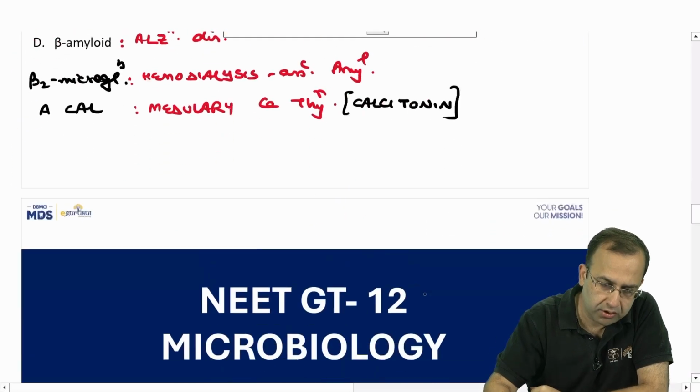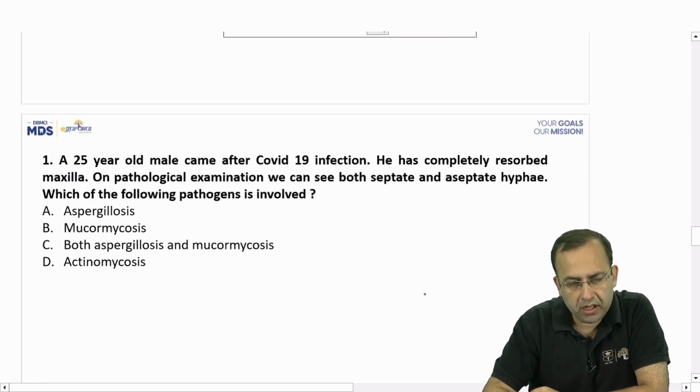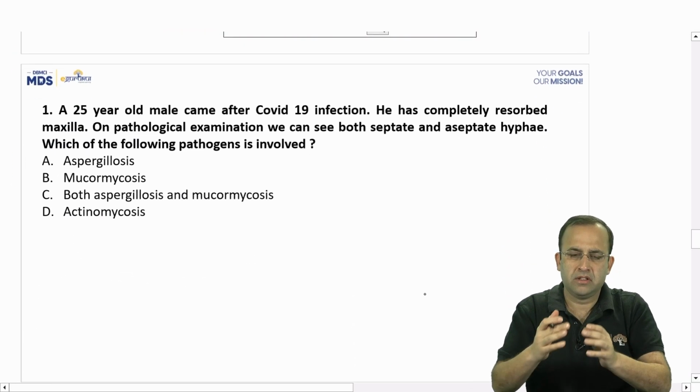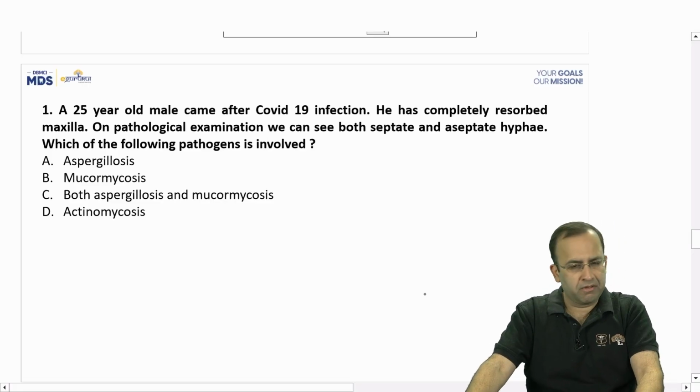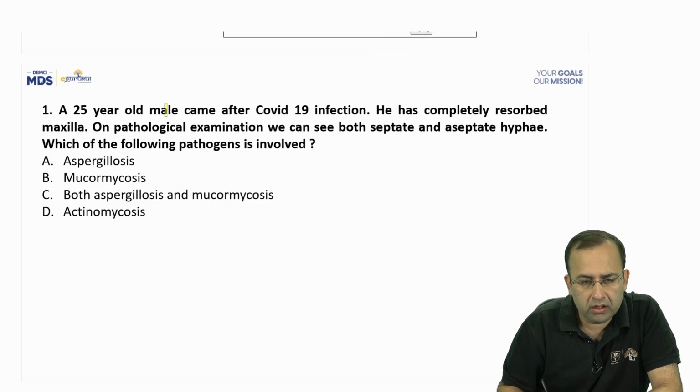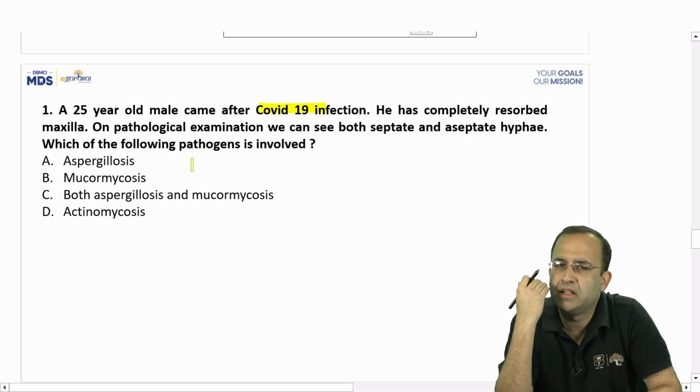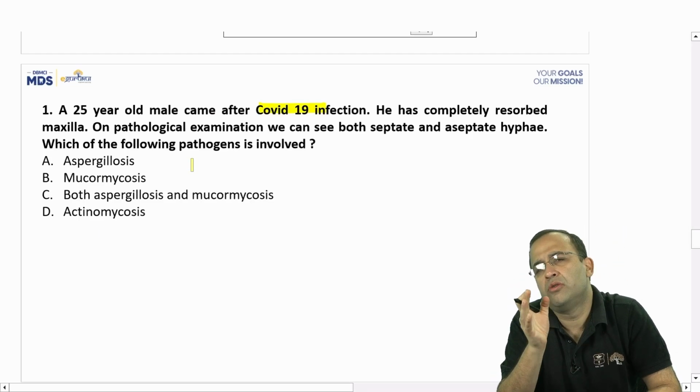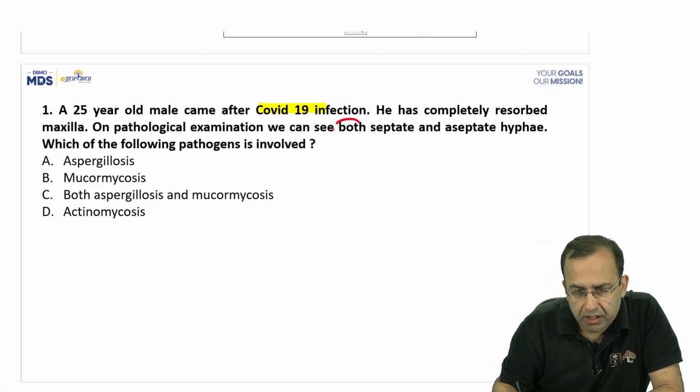This gets us to the other side, that is microbiology. Much simpler this time because this was a repeat INI PYQ. I'm sure everybody is comfortable with this. A young male came after COVID infection. His maxilla was completely resorbed and it showed the presence of both septate as well as aseptate hyphae.